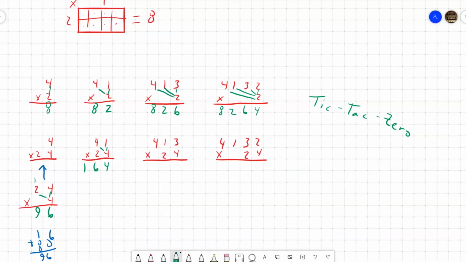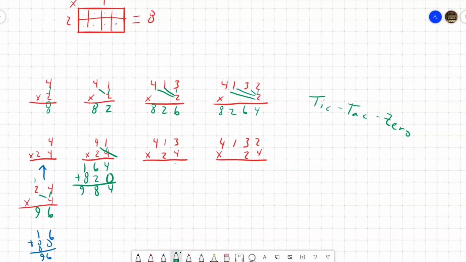So Tic, I would cross off any numbers that are up here at the top, which I don't have any, so that's good. Tac, cross out my 4. Drop a 0. So Tic-Tac Zero. The reason I could drop that 0 is because I'm already done with this ones place. Now I'm multiplying my tens place. So I need to have my tens place available here. Alright, so 2 times 1 is 2. 2 times 4 is 8. I now have my two partial products, and I just add those together. 984 is going to be my product.